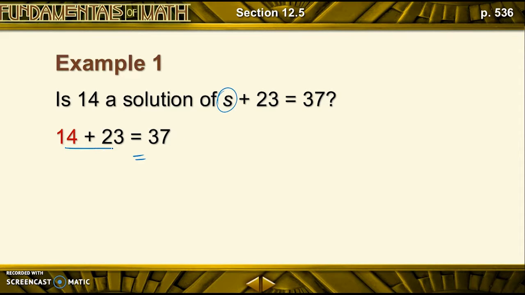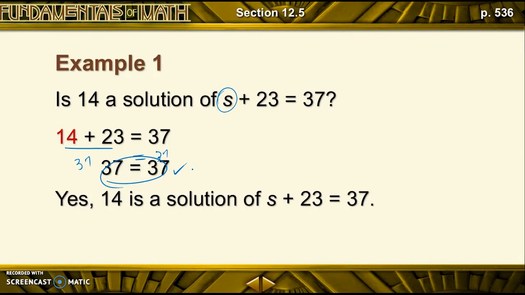So we're just going to do order of operations on this side. 14 plus 23 gives us 37. And then we just bring down our 37 on the other side. So yes, 37 is equal to 37. So yes, 14 is a solution of this equation.